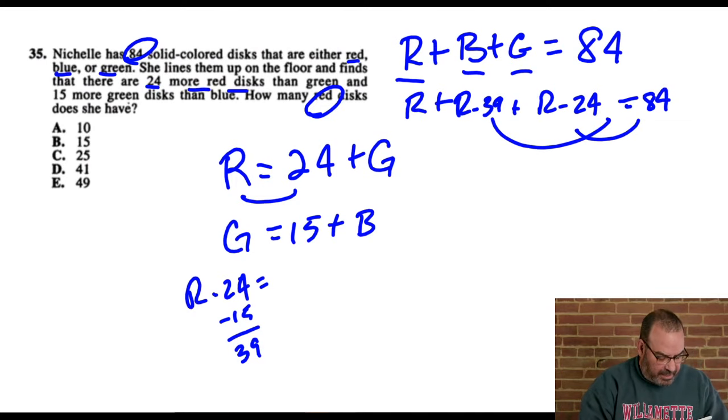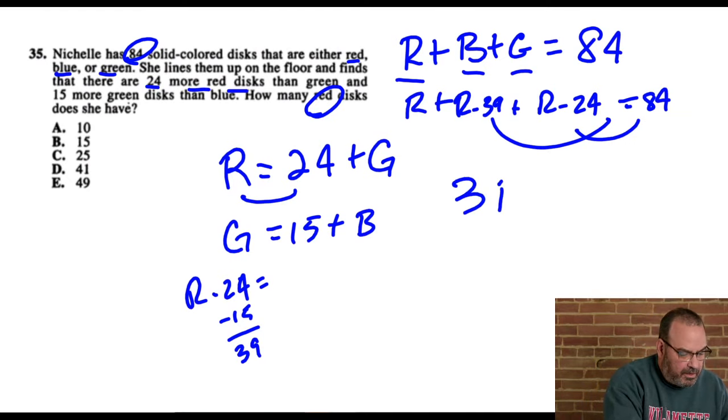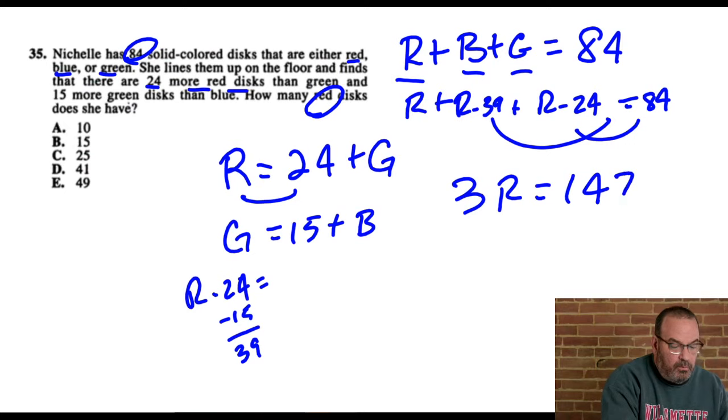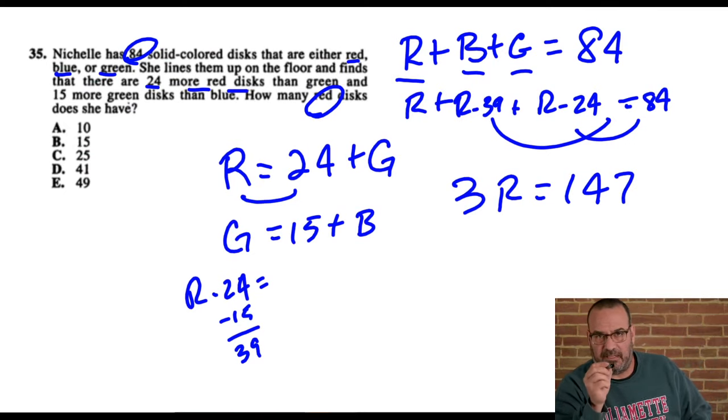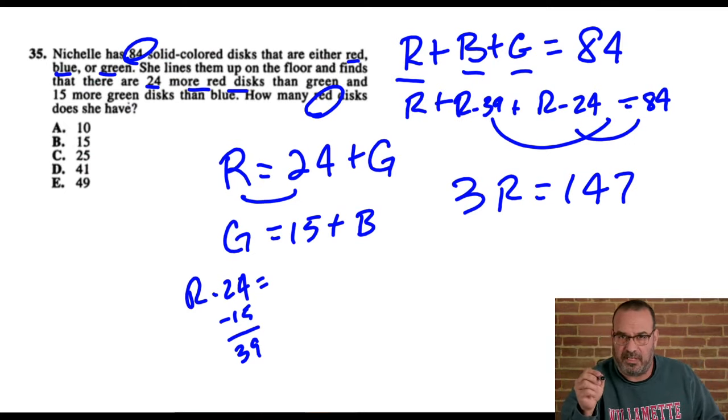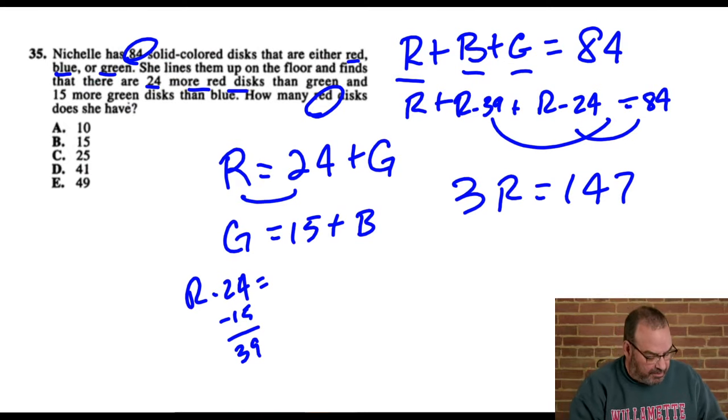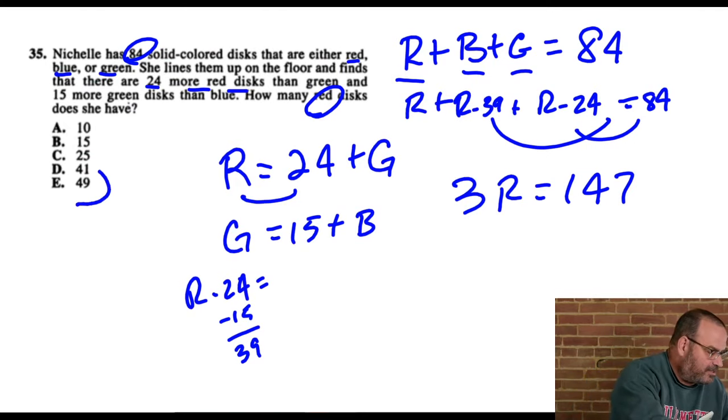Let's do that one on the calculator and let's go 84 plus 39. Was that correct? Plus 24. I haven't done this problem yet. 147. Okay, 3R equals 147. What I was checking to see is if the sum of the digits of 147 was a multiple of 3 to see if I made an arithmetic error. 147 divided by 3 is 49, and that's an answer choice.